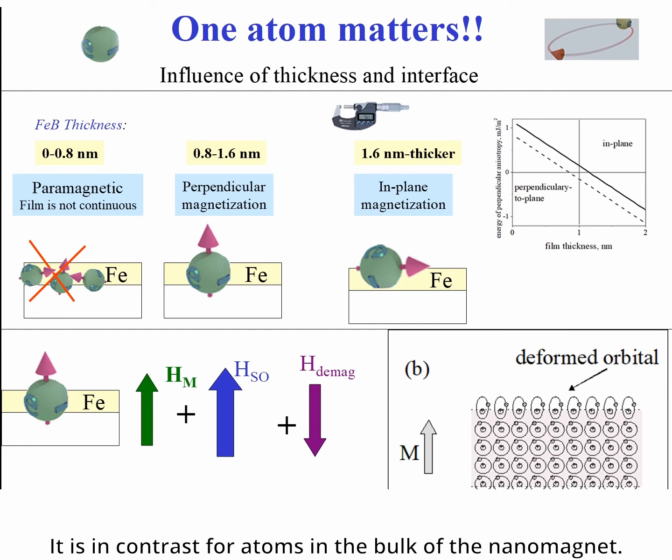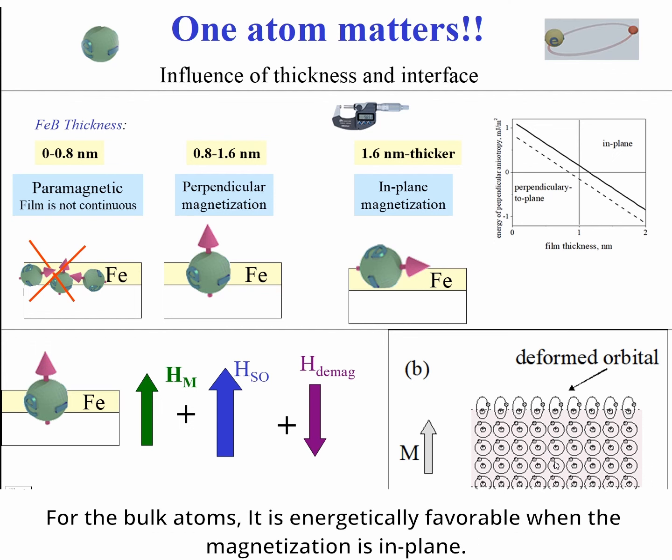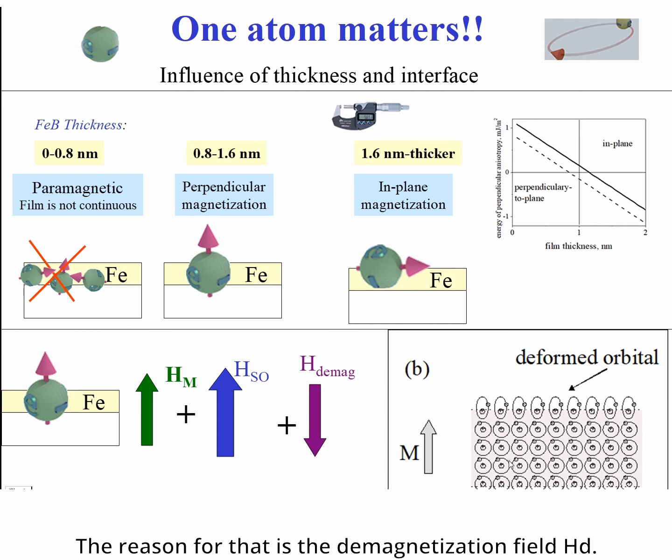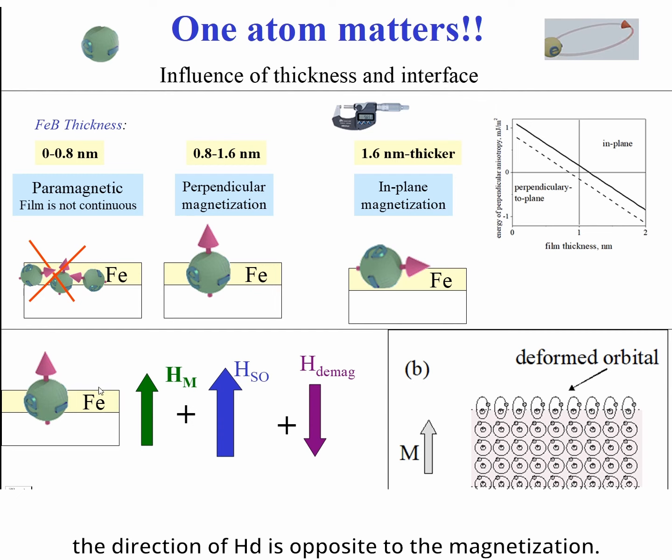It is in contrast for atoms in the bulk of the nanomagnet. The orbitals of the bulk atoms are rather symmetrical, and there is almost no spin-orbit interaction for them. For the bulk atoms, it's energetically favorable when the magnetization is in plane. The reason for that is the demagnetization field. In contrast to the magnetic field of spin-orbit interaction, which is directed along the magnetization, the direction of the demagnetization field is opposite to the magnetization.